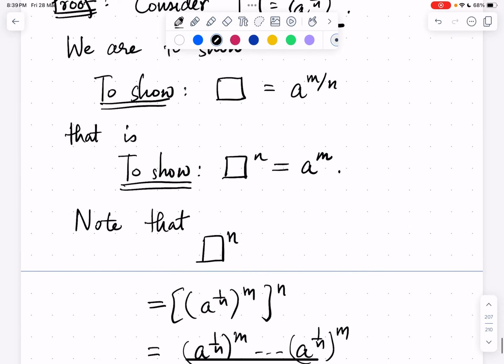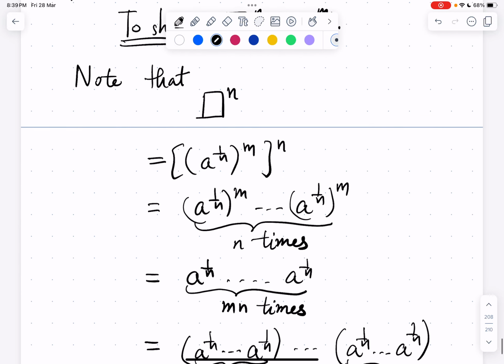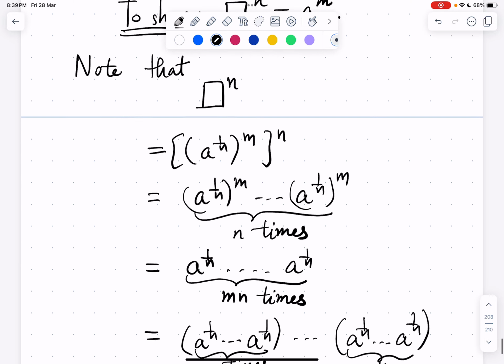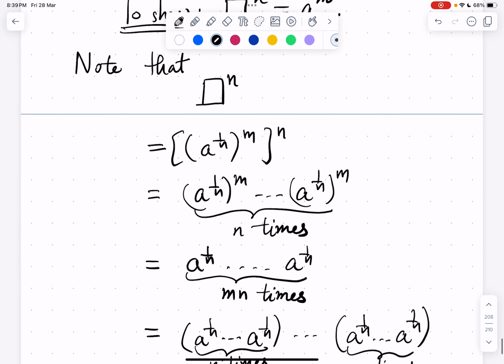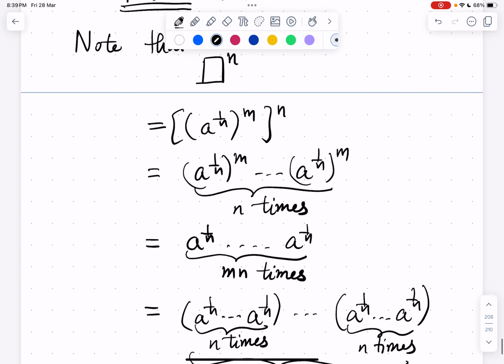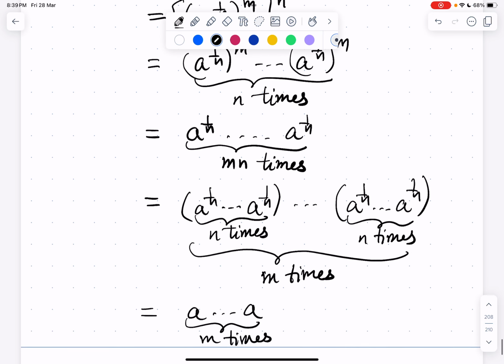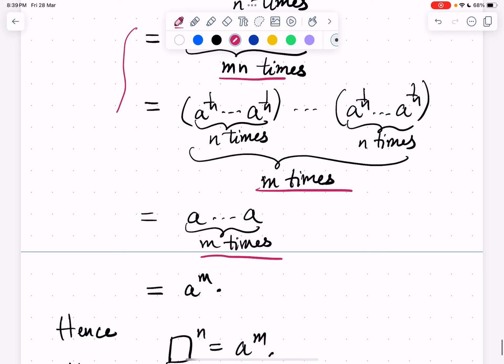So here, when computing box^n, we wrote box^n is (a^(1/n))^m raised to the power n. This is correct, and then that expression is just box, (a^(1/n))^m, taken n times, the product taken n times. That is okay, but from here there is a mistake. I've taken mn times and then m times. Wherever we are taking things m times, m can be negative.